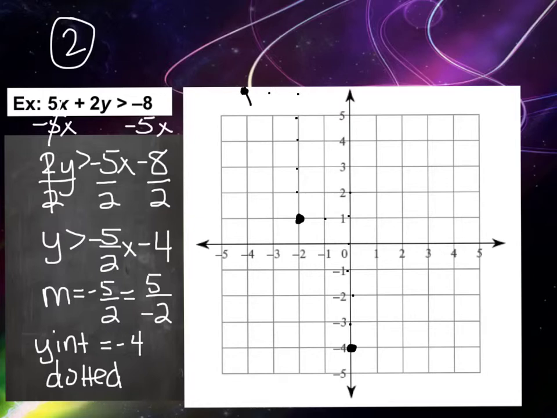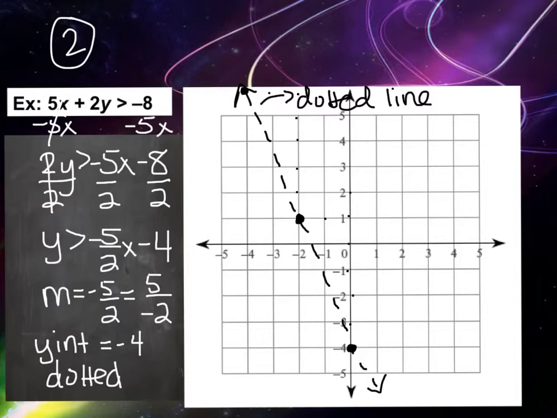And remember, I don't have a bar underneath my inequality symbol, so I need to use that dotted line. And if you made a mistake, you can always draw an arrow and say, hey, Miss Caldwell, this is a dotted line here. Dotted line. That'll be okay as well.